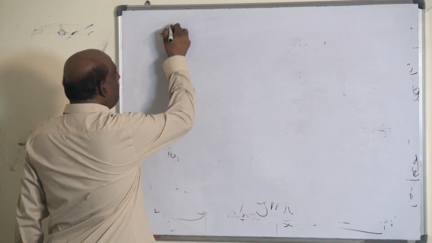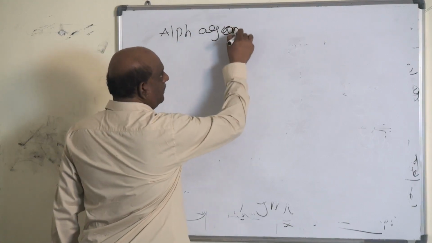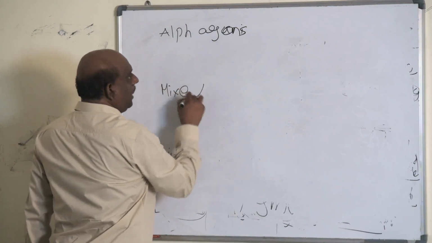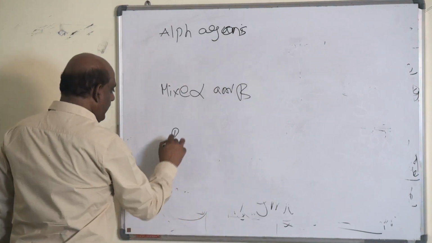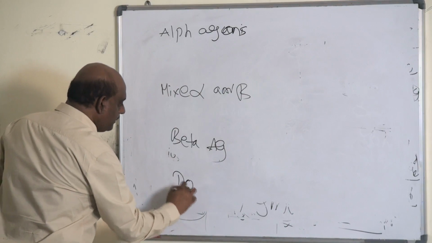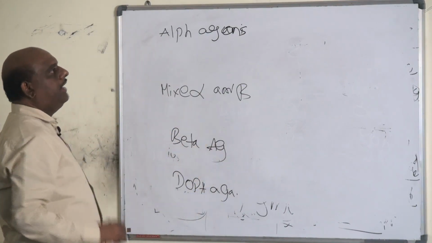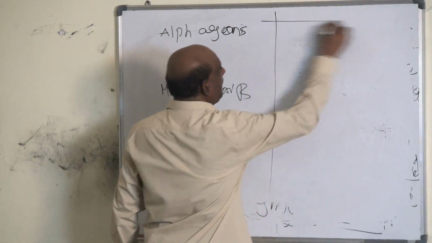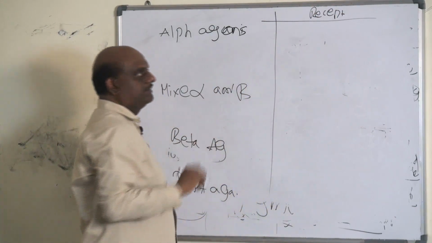What are alpha agonists? Mixed alpha and beta agonists, only beta agonists, and dopamine agonists. And what is their affinity towards the various receptors? Their receptor affinity is an important question.